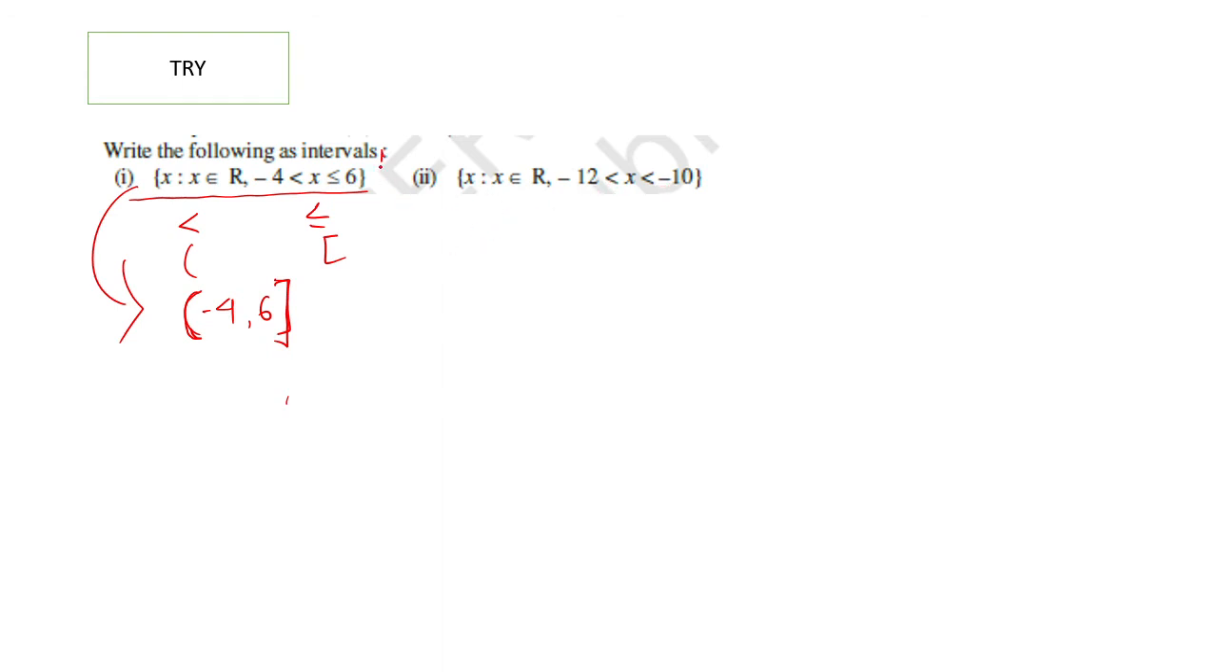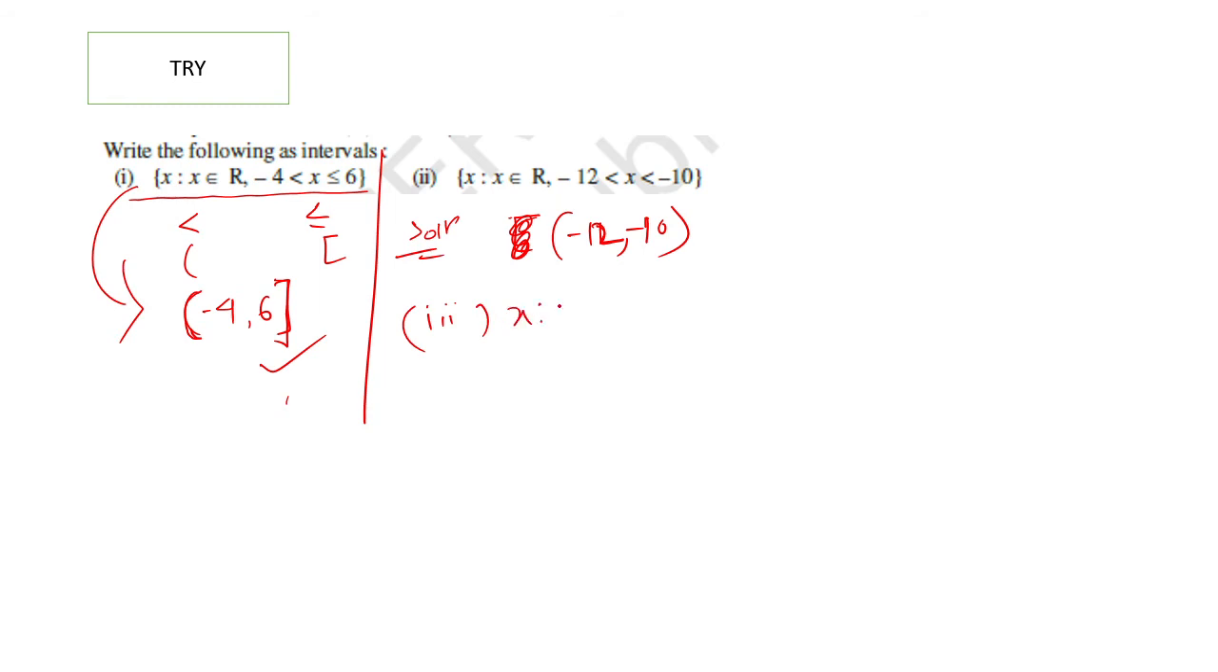So here both are only less than signs. So this is finished. And number 2 solution, the interval will be (-12, -10). So if I give another third option, x such that x belongs to R, -2 less than or equal to x less than or equal to 1, if I give you this set, then you have to write the interval like this: [-2, 1], a closed interval.